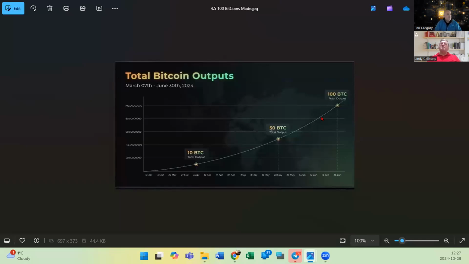In this example, from the 6th of March to the 26th of June, we had made 100 Bitcoins. 60 of them went to the mining farms, and they have no additional cost to do that. They're just simply, yeah, sure, take that on, we love that. 30 Bitcoins went to us, and 10 Bitcoins went to the mining company.